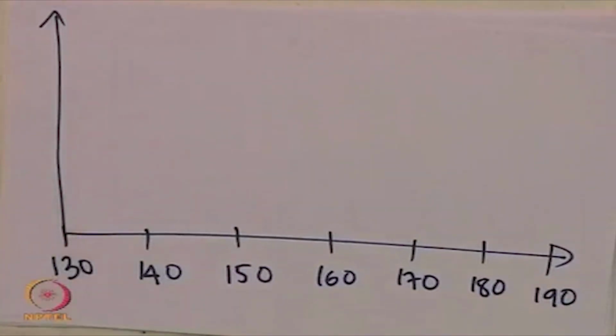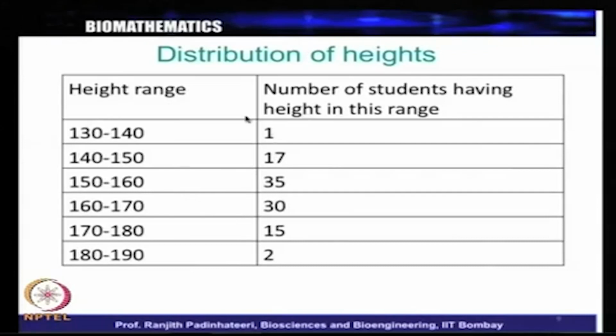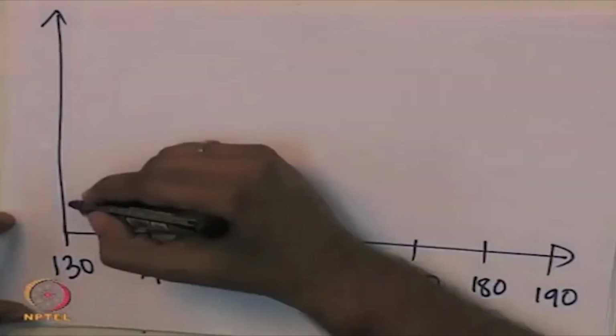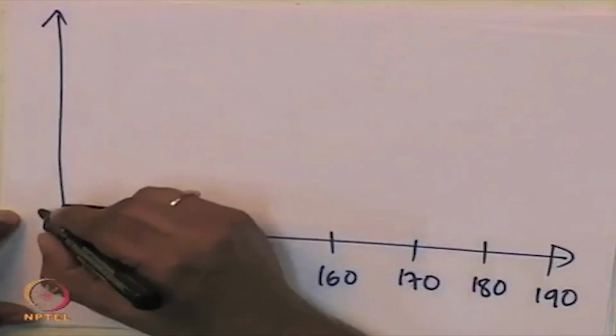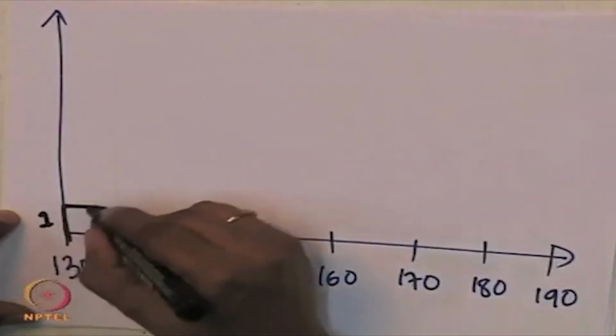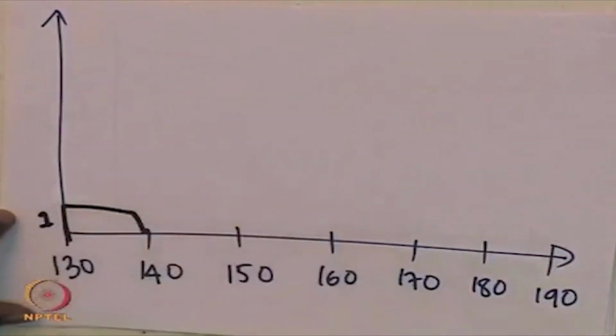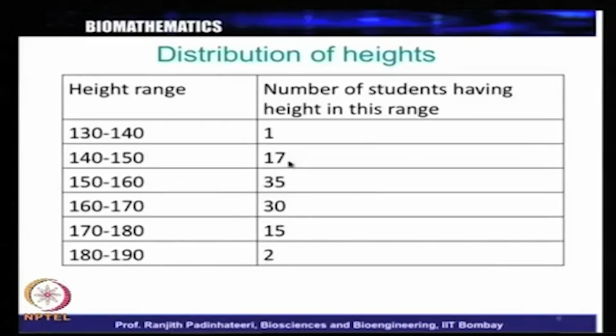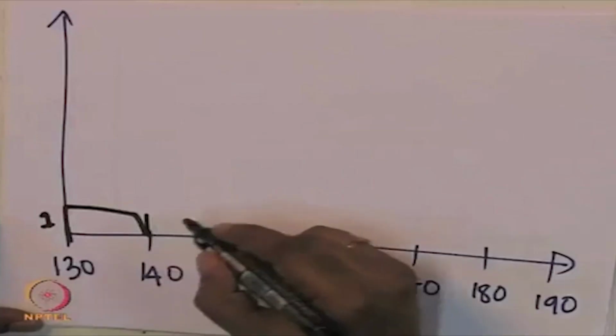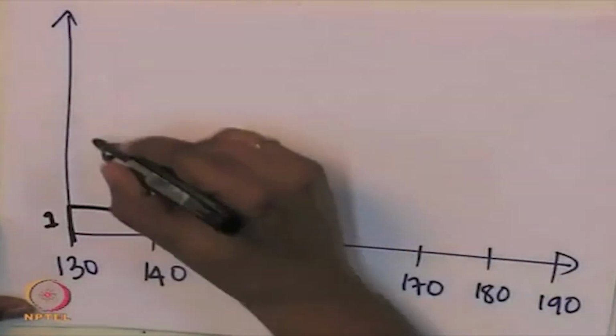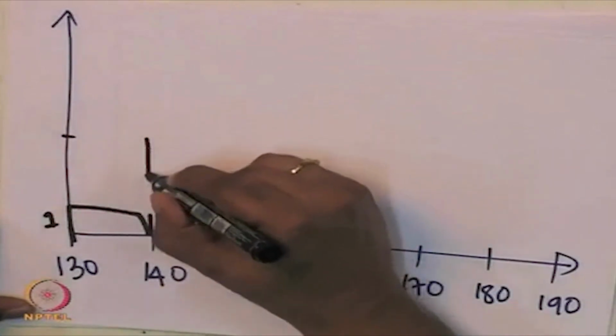In this table, there was one student between 130 and 140, so we mark it 1. Between 140 and 150, there were 17 students. So let us mark this as 17.